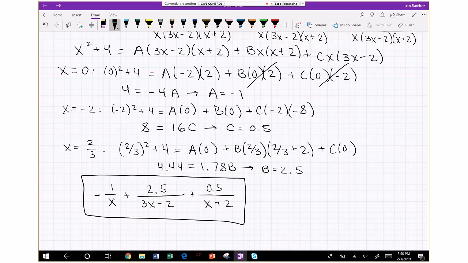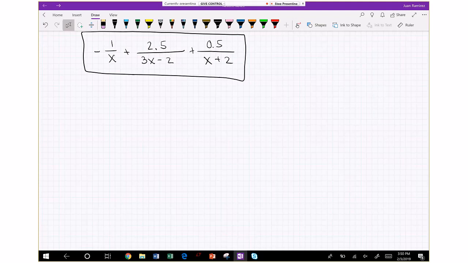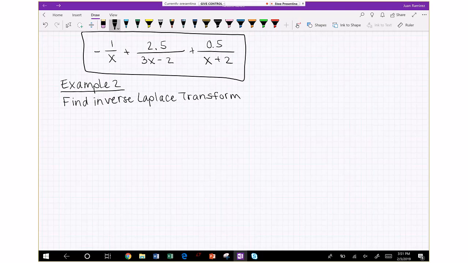Now let's do examples where we also do the inverse Laplace transform. Along the way we'll see other cases, so case 2 and case 3. So example 2. Find the inverse Laplace transform of some S domain function.